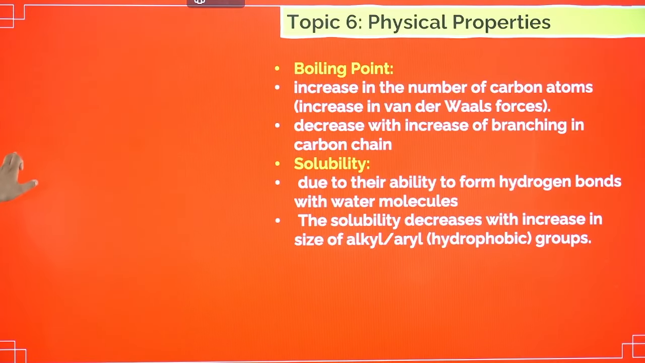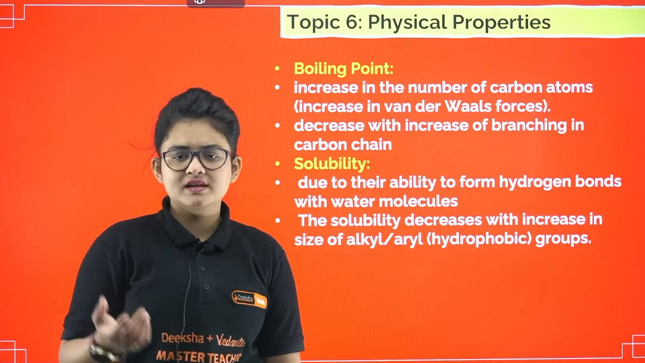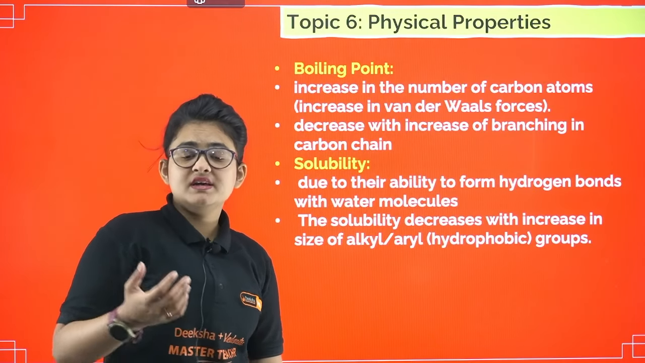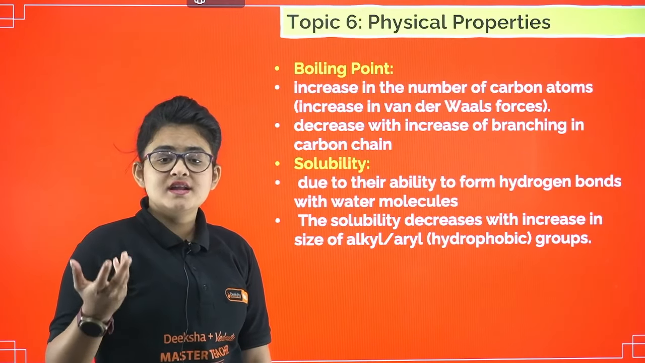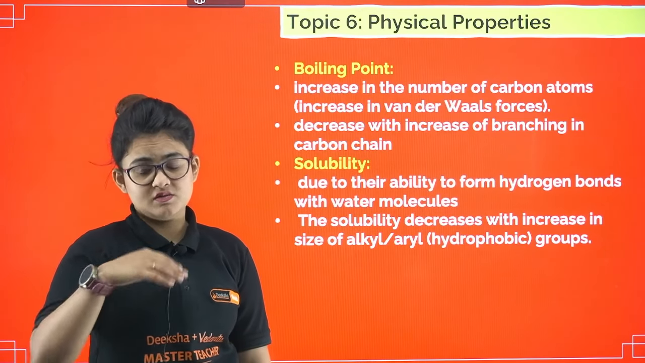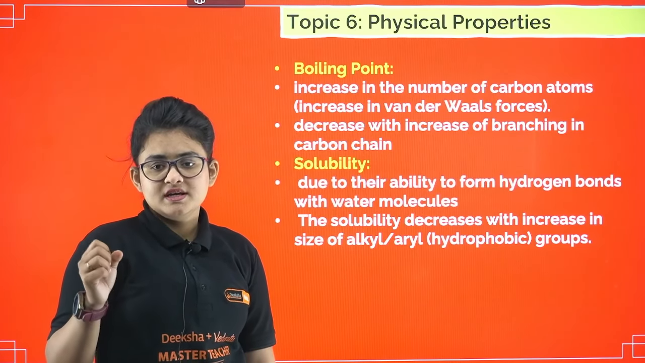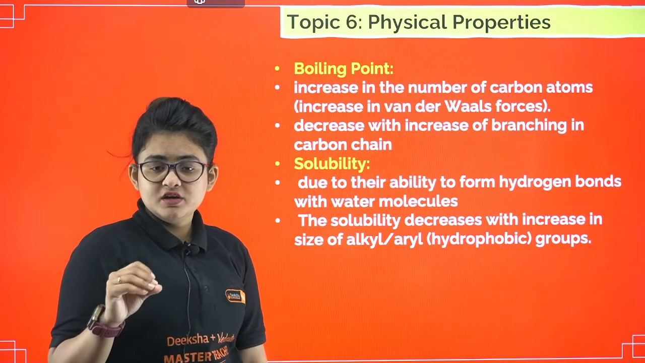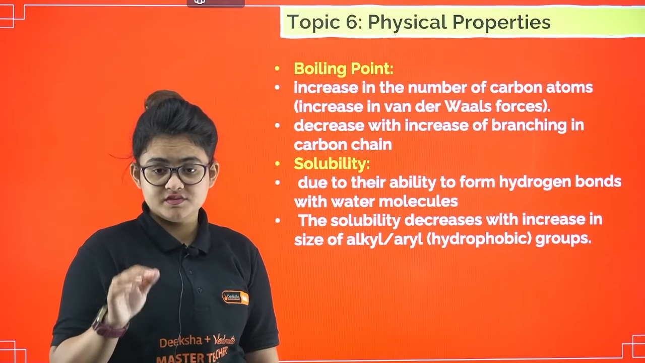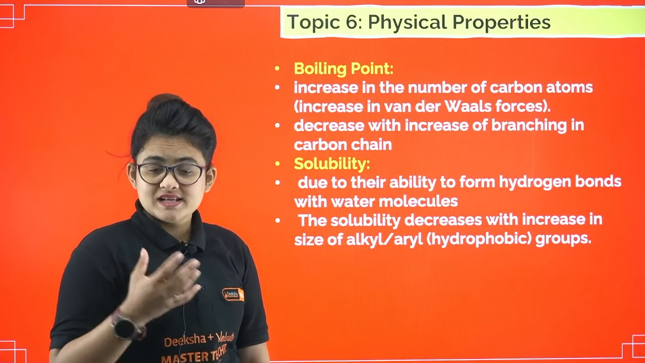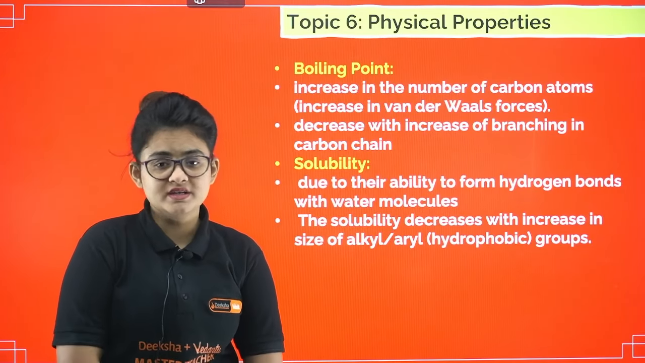Yeah, let's proceed further. Here you can see the physical properties, boiling point and solubility. Boiling point definitely increases as the number of carbon atoms increases because the van der Waals force increases, right? And it decreases with the increase in branching, because with branching, surface area decreases. That's the result, so the boiling point decreases. Solubility: due to their ability to form hydrogen bonds, they are very soluble in water. But as the size of the alkyl group increases, the hydrophobicity increases, hence water solubility decreases.